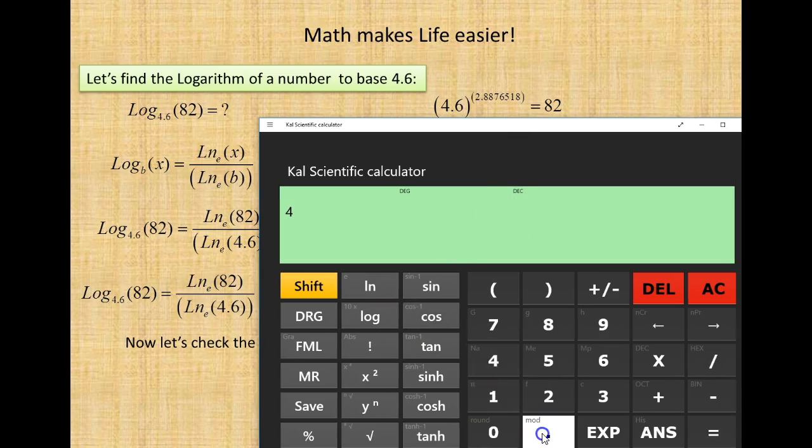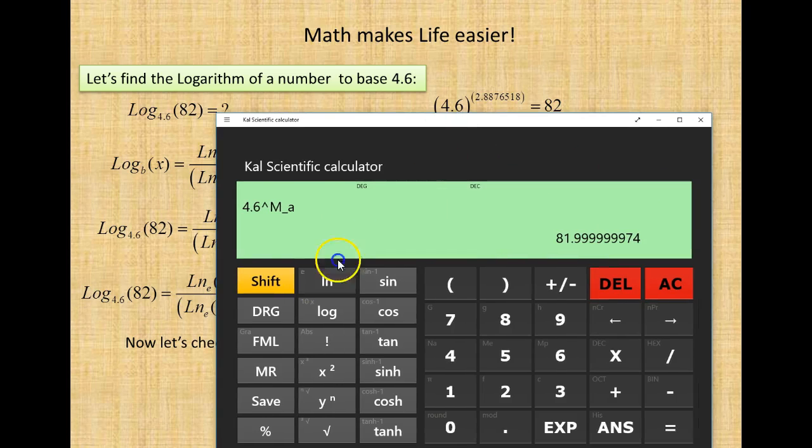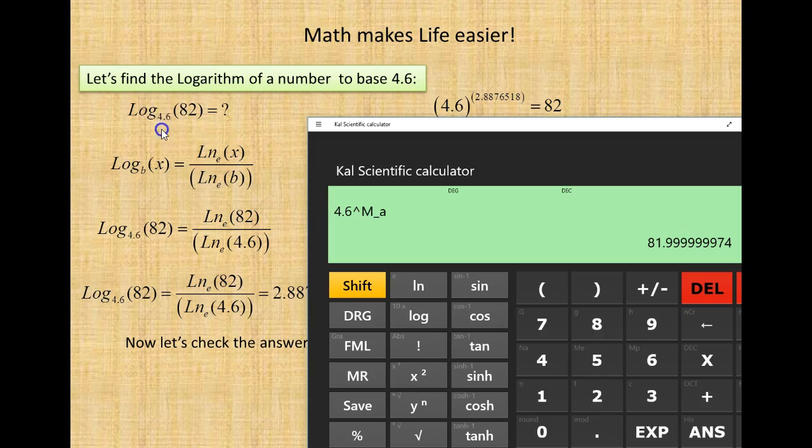Let me see. 4.6 raised to the power of recall right there. That's equal to 81.9999. Okay, so that's it. We checked that and it came out. So we can find 82. We say the log of base 4.6 of 82 is equal to 2.887658.